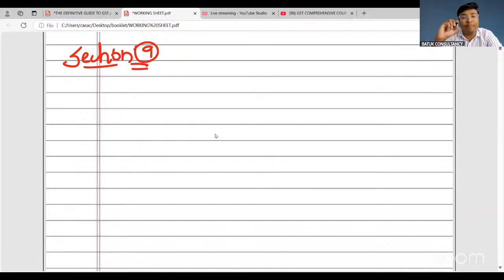Yes, Mahendra sir, you can plan for that purpose. You have to provide two separate invoices, and you cannot go for the conjunction.